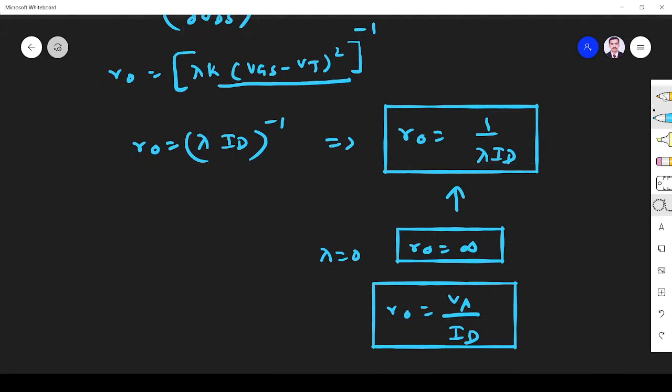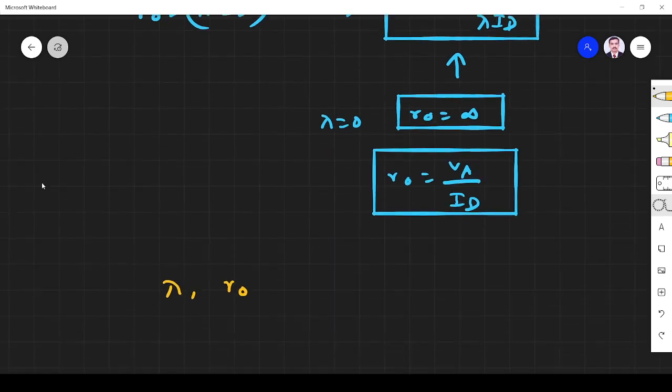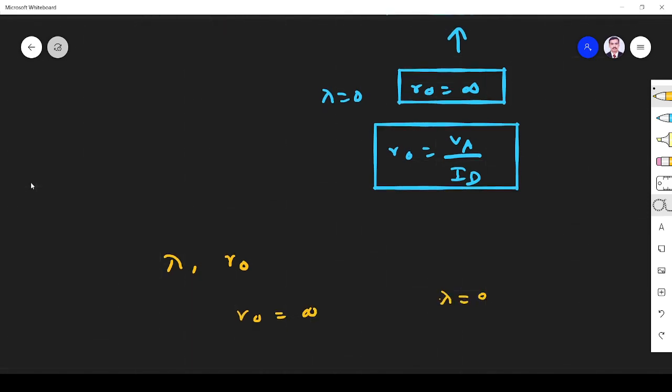In this way, we can understand channel length modulation. These are all important parameters. What are the parameters we learned today? What is channel length modulation? Lambda. What is R naught? Output resistance due to channel length modulation. When is it infinity, and when is it finite? R naught is equal to infinity if lambda is equal to 0. It is finite when lambda is not equal to 0. These are all the things we must know in the channel length modulation process.